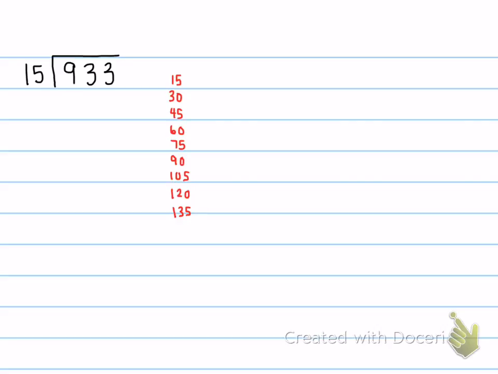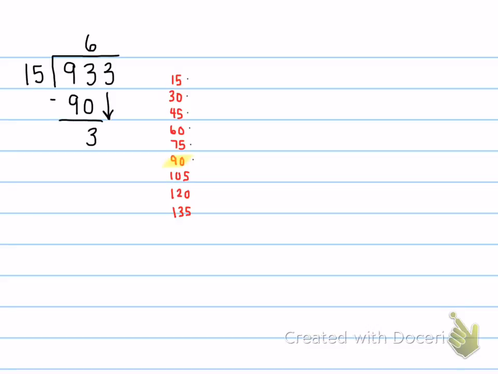So I know 15 doesn't go into 9. So I'm going to move into the next number and see how many times 15 goes into 93. And I see that 90 is the first one in my list of multiples that doesn't go over 93. And that is 1, 2, 3, 4, 5, 6 times. So I'm going to put the 6 above the 93. 6 times 15 is 90. I'm going to subtract, I get 3.